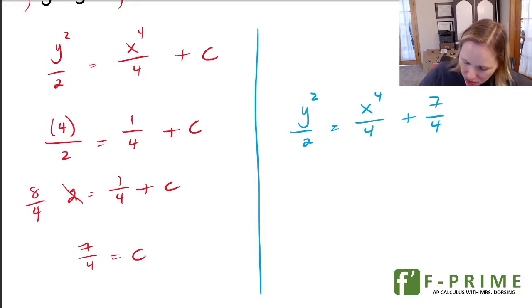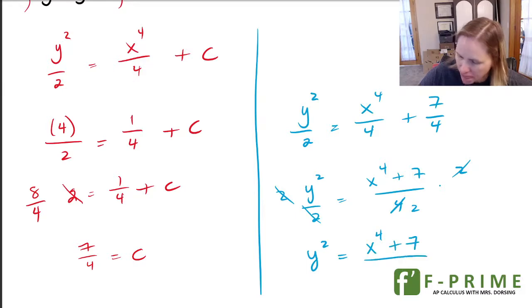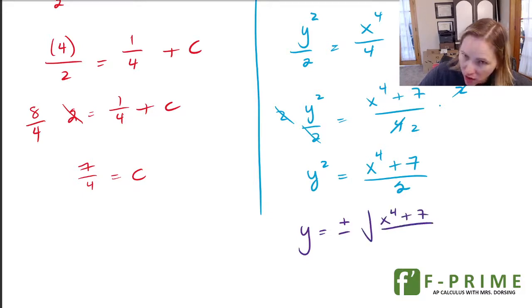Alrighty. So now I'm going to solve for y. So here we go. Y squared over 2 equals x to the 4th plus 7 over 4. Multiply both sides by 2. It's going to reduce this to a 2. So I get y squared equals x to the 4th plus 7 over 2. And then when I square root, because I have to solve for y, watch what happens. I get y equals plus or minus the square root of x to the 4th plus 7 all over 2.